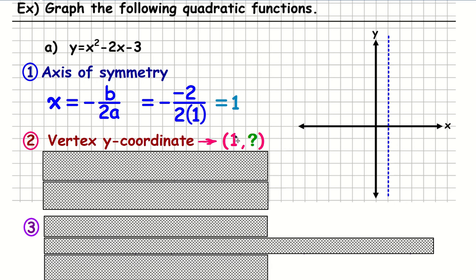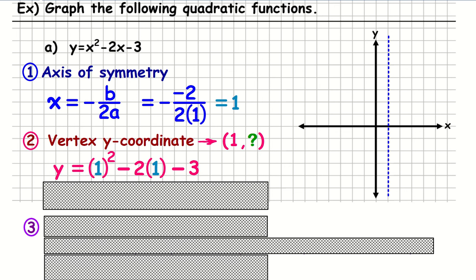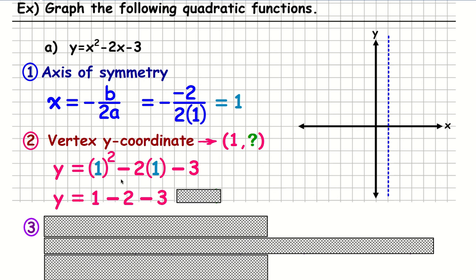We take this value of 1 and we just plug it into the original equation, just like that. So it's going to be y equals 1 squared minus 2 times 1, and so on. When you crunch all that out, 1 squared is 1, minus 2 times 1, you end up getting negative 4. So our vertex is 1 comma negative 4. So right there, there's our vertex.